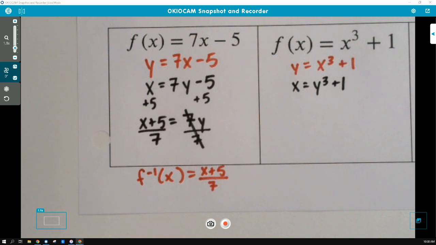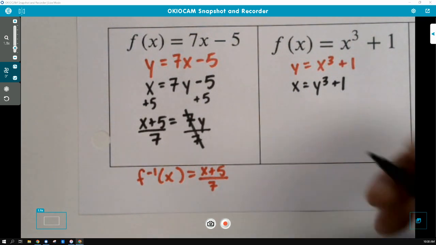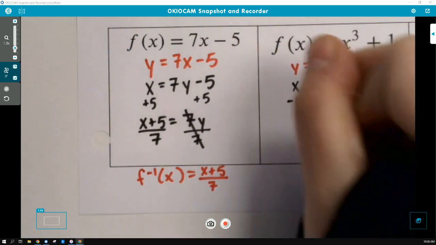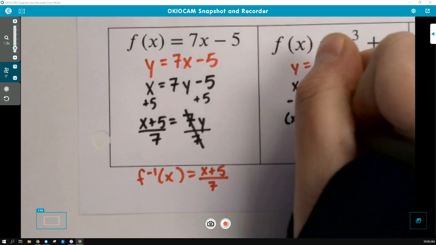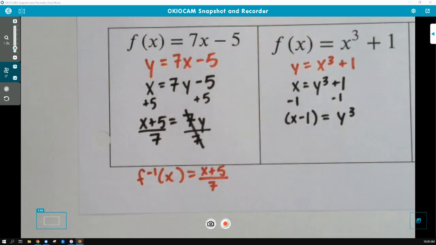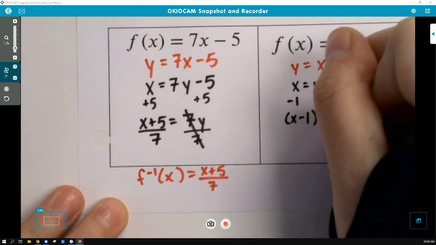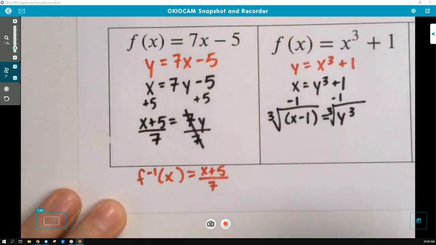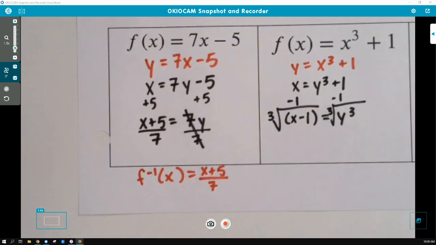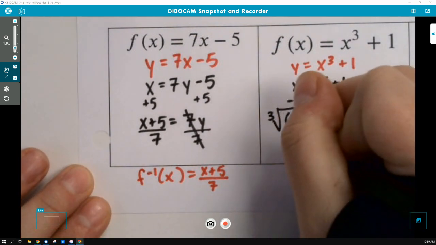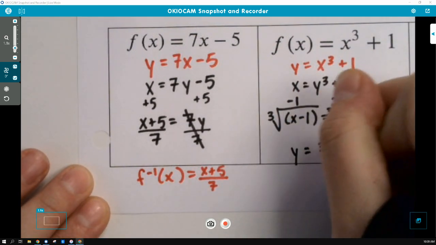Okay. Then we need to solve for y. So I need to subtract 1 from both sides. I'll have x minus 1 equals y cubed. And then I went ahead and put that in parentheses. Because in order to get that y cubed, I need to take the cube root of both sides. So I'll take the cube root and the cube root. That cube root and cube will cancel out. So it'll end up being y equals cube root of x minus 1.